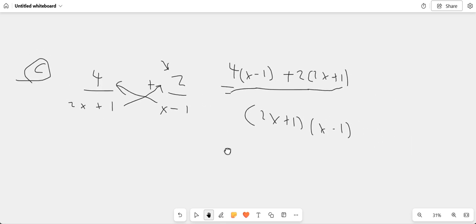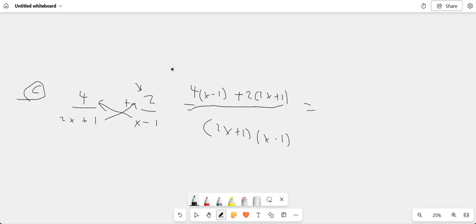And then as a result, you just simplify the top here. So it becomes 4 times x here is 4x. 4 times minus 1 here is minus 4 here. Plus 2 times 2x here is 4x.